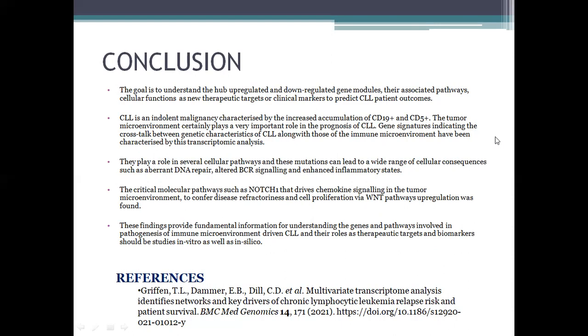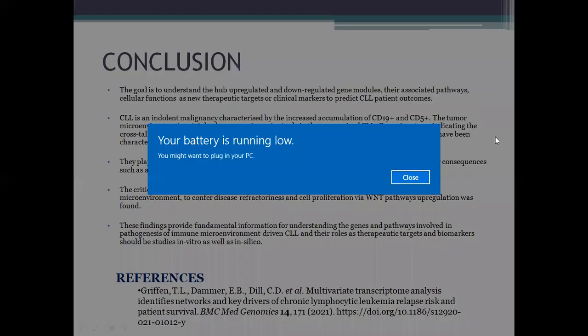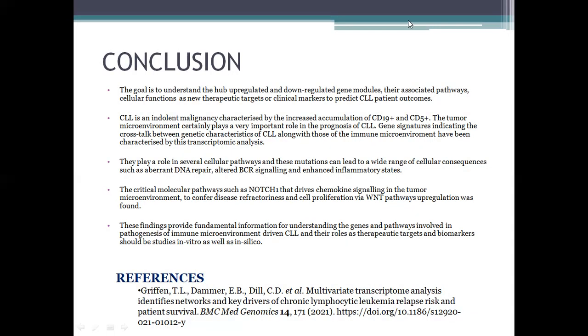The critical molecular pathways, such as Notch1, which was the most expressed pathway in both the subgroups and drives chemokine signaling in the tumor microenvironment, confers disease refractoriness and cell proliferation, along with other pathways such as the WNT pathway. And these findings provide fundamental information for understanding the genes and pathways involved in the pathogenesis of the immune microenvironment that drives CLL, and their role as therapeutic targets and biomarkers should be studied in vitro as well as in silico.